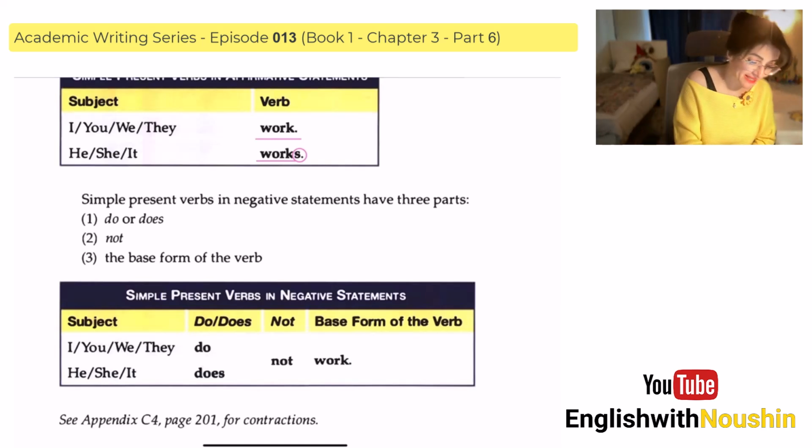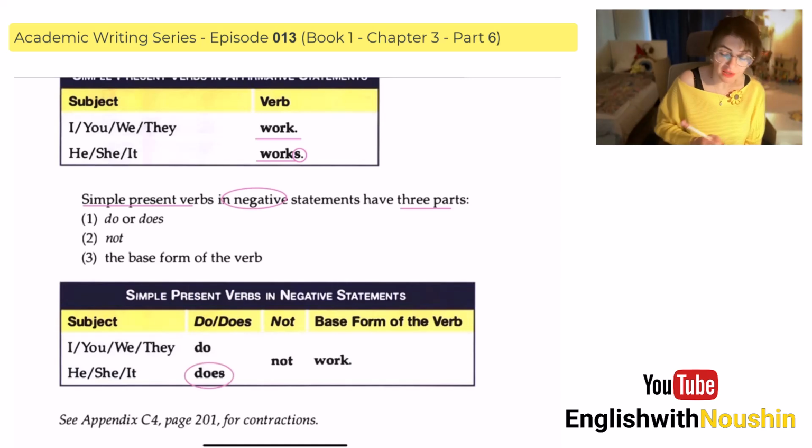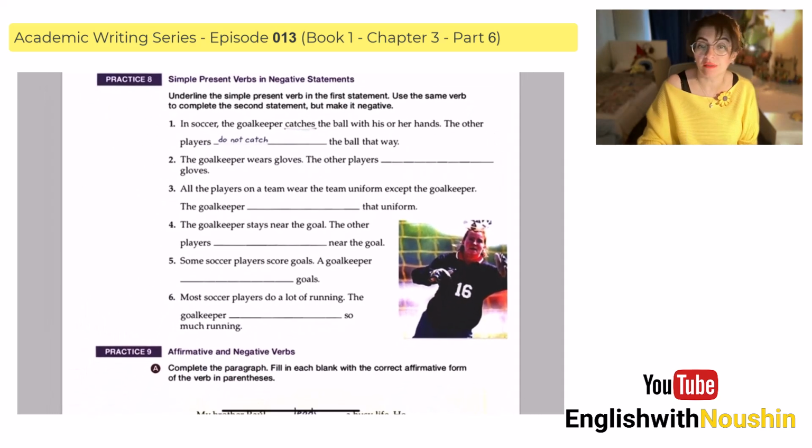Remember that simple present verbs in negative statements, they have three parts. I'm emphasizing that again. You have the do or does, the not, and the base. I, you, we, they, the subjects, or he, she, it. Then you have do or does, depending. If it's I, you, we, they, of course we use do. If it's he or she, we use does. And then you have not, and then you have the verb. The verb stays the same. It won't change. Let's do some practice.